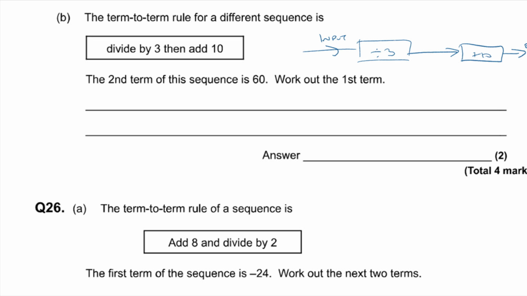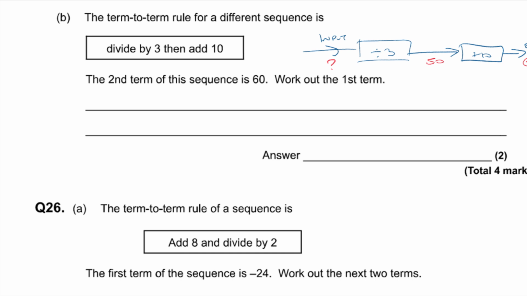So if we're saying that the second term is 60, work out the first term, because it's a term-to-term rule, it's just basically going through this function machine backwards. So if the output was 60, what was the input to start with then? What was the number that we had that we ended up with 60? So if we're going through this backwards, rather than adding 10 here, before, what did we add on 10 to get 60? Well, if we take that 10 away, 50 add 10 is equal to 60, so it must have been 50 at this point here.